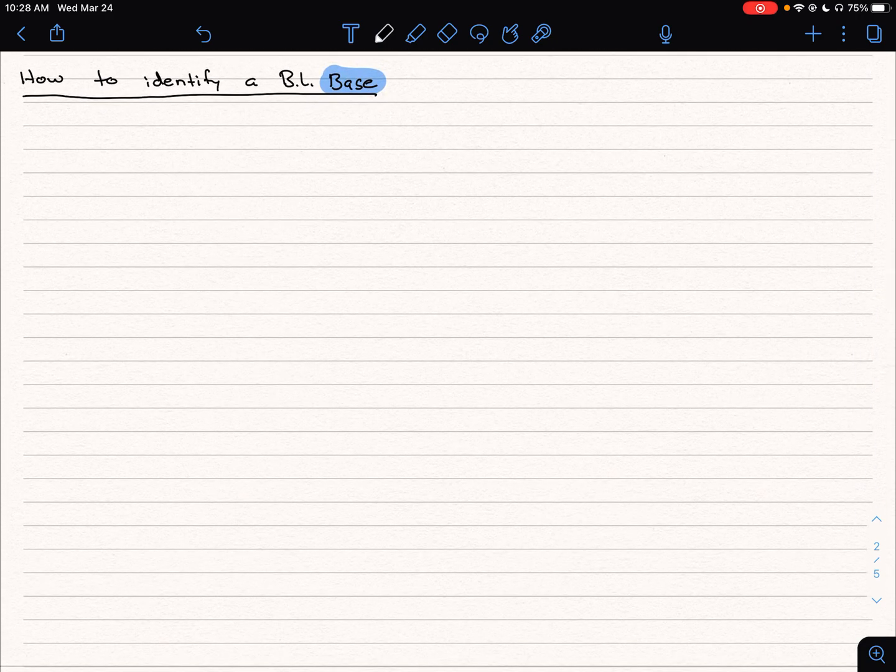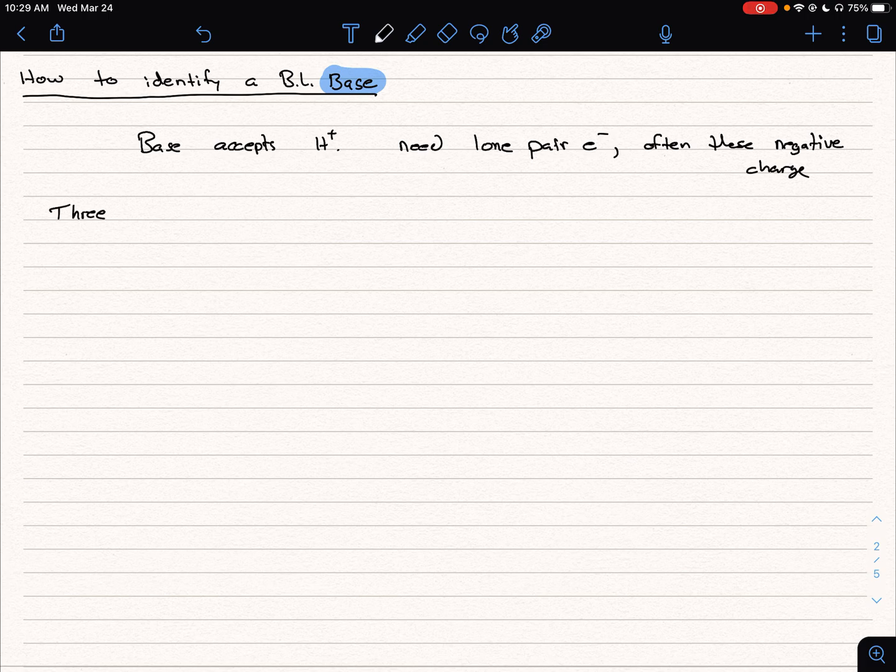So for our bases, a base accepts an H+. So what we need to accept an H+ is a lone pair of electrons, because it's really this lone pair of electrons that's going to accept the H+. And often, although not always, these have a negative charge. But that's not always the case, but often we're going to see that. And we're going to actually go over 3 types.